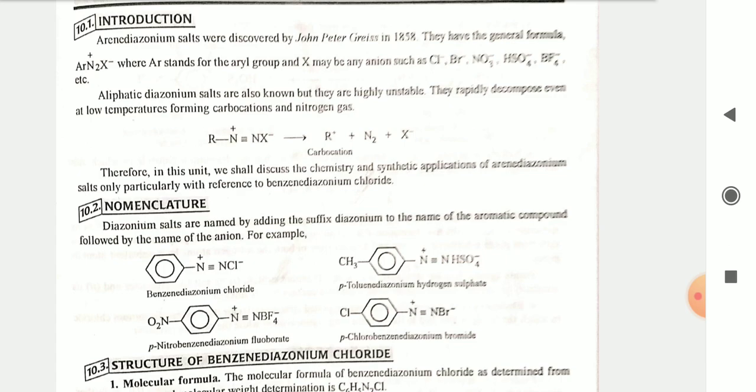They have the general formula ArN2+X-, where Ar stands for the aryl group and X may be any anion such as Cl-, Br-, NO3-, HSO4-, BF4-, etc. Aliphatic diazonium salts are also known, but they are highly unstable. They rapidly decompose even at a low temperature, forming carbocation and nitrogen gas. RN≡N+ X-, it will give carbocation plus N2 plus X-.